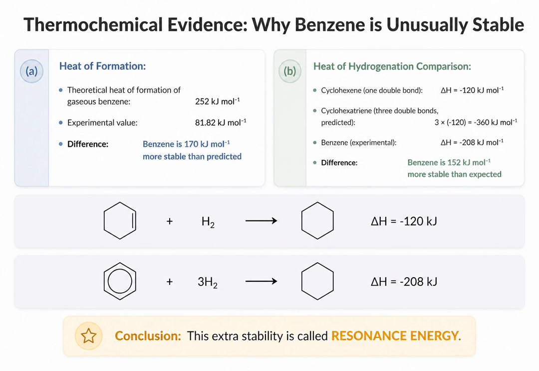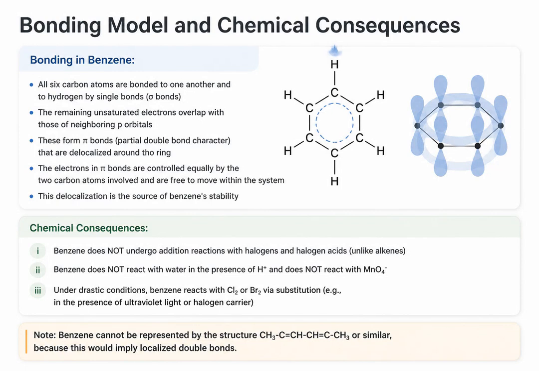This enormous energy difference explains why benzene doesn't behave like a typical alkene. It's not just more stable, it's fundamentally different in how its electrons are organized. The delocalized pi electrons make benzene chemically inert in ways that surprise many students. Because those electrons are shared equally around the ring, benzene resists addition reactions, the typical behavior of alkenes. Instead, benzene undergoes substitution reactions, where a hydrogen is replaced rather than the ring being opened.